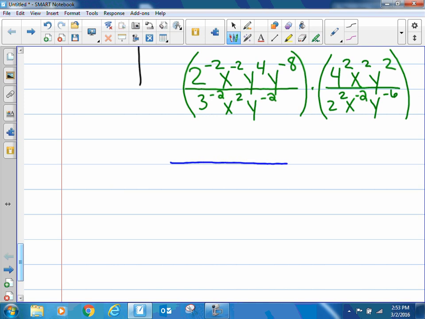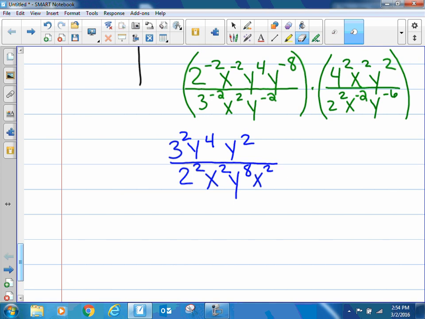2 to the negative 2 is not happy, so it's going to the bottom. X to the negative 2, not happy, switching places. Y to the 4th is fine on the top. Y to the negative 8th, not happy. Moves to the bottom, becomes happy. All right, now let's look at the bottom. 3 to the negative 2 is not happy, so I'm going to put it at the top. I'm actually going to move it to the front. X squared is happy. Y to the negative 2 is not happy, it needs to go to the top.